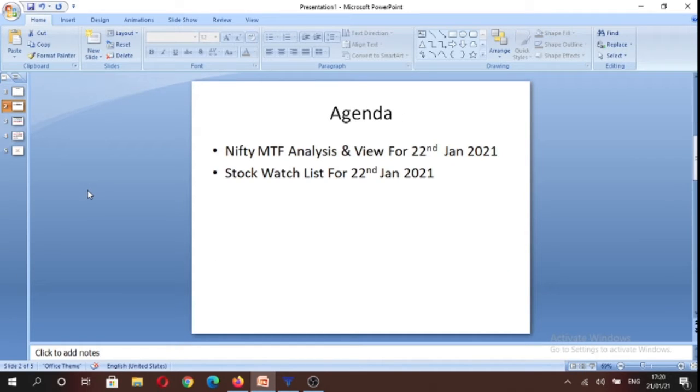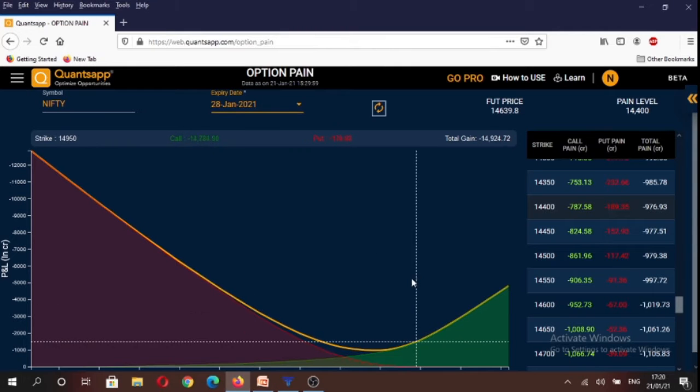The purpose of making this video is to analyze Nifty on multiple time frames, and we would be framing a view for tomorrow, Friday, that is 22nd January. Apart from the index, we would be discussing our stock watch list. So let's start first by analyzing Nifty options open interest data for the monthly expiry 28th January 2021.